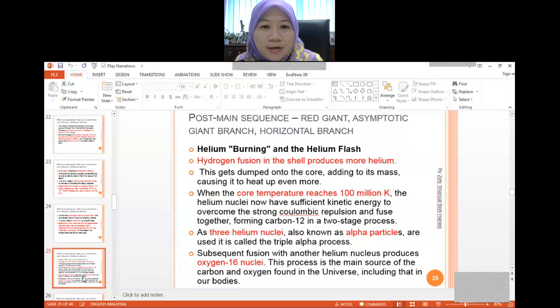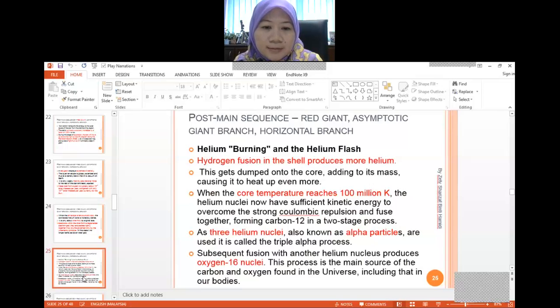And there is helium burning, and also the helium flash, whereby the hydrogen fusion in the shell produces more helium, and the temperature of the core will go up to 100 million Kelvin. So just imagine when the core becomes 100 million Kelvin, and at this time the helium nuclei have sufficient kinetic energy to overcome their strong Coulombic repulsion and fuse together, and this will form carbon-12. So to have the formation of carbon-12, it means that we need a core temperature of about 100 million Kelvin. So this is a very, very high temperature.